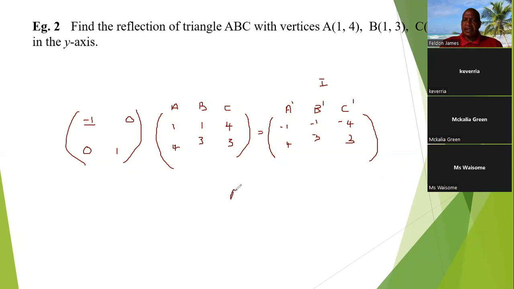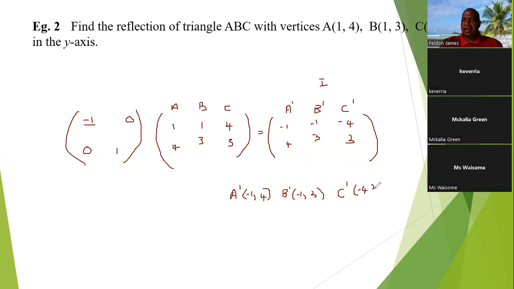What would you have for A? A dash would be what? What would be the coordinates? Come on, guys. Miss Ways? Sir, -1 and 4. You have -1 and 4. This means X is going to be -1, Y is going to be 4. What's B dash? -1 and 3, sir. So that will be -1 and 3. And C dash? -4 and 3.